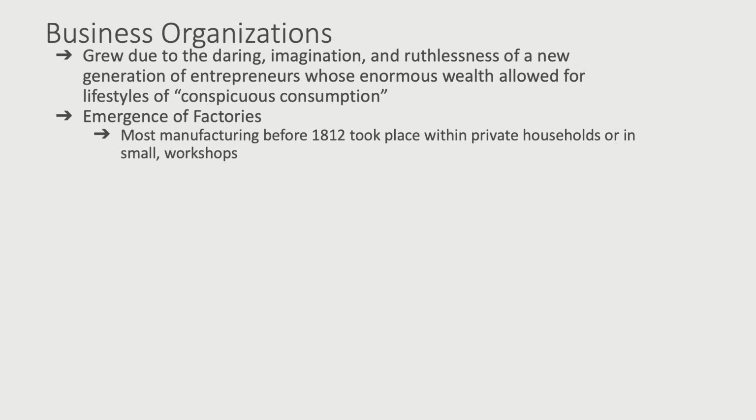Most of the manufacturing before 1812 took place in private homes or in small workshops. The supply and demand was based on just what you could sell in your town and the surrounding towns. But now with factories, you're wanting to produce to be able to ship to states as far west as California. And so the workforce for factories and the manufacturing of products becomes very significant during this time.